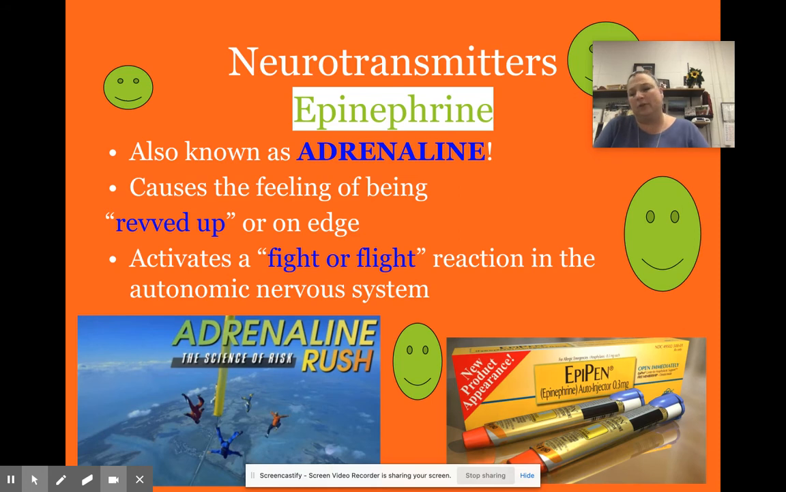If you've ever heard of stories where a family gets in a car accident and a mother lifts a car off of her child, that's because she is getting a huge rush of epinephrine all over her body and probably doesn't even feel the fact that her leg is broken or something like that, or she's got internal wounds, because the adrenaline is just revving her up and getting her to try to save her child. So that's epinephrine. It's your adrenaline rush.